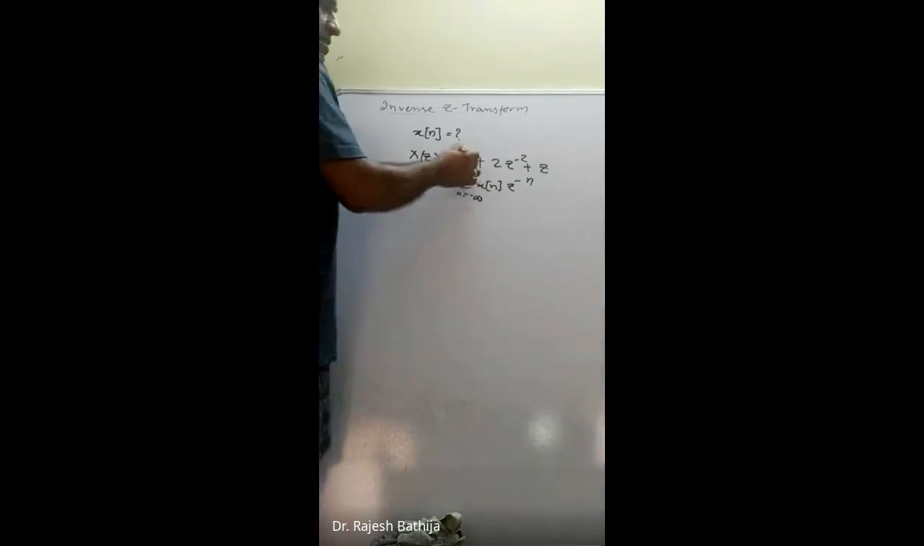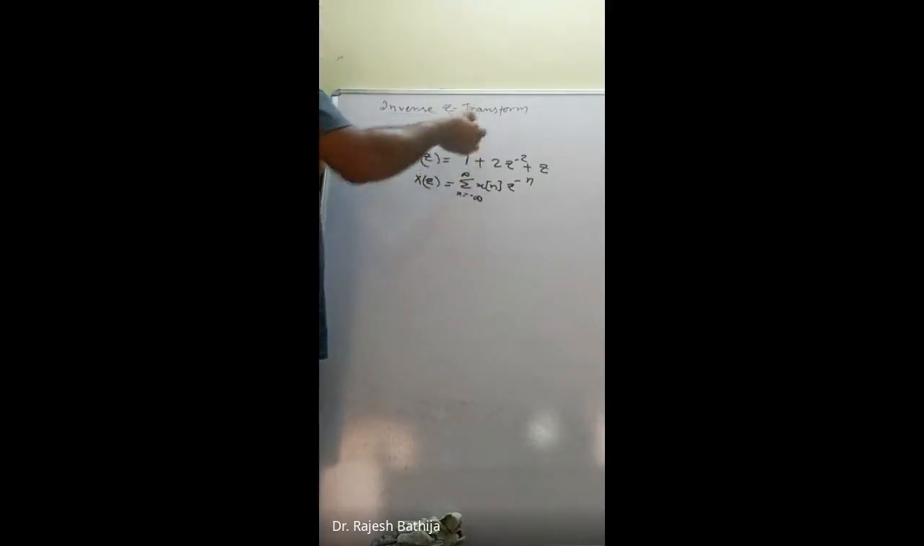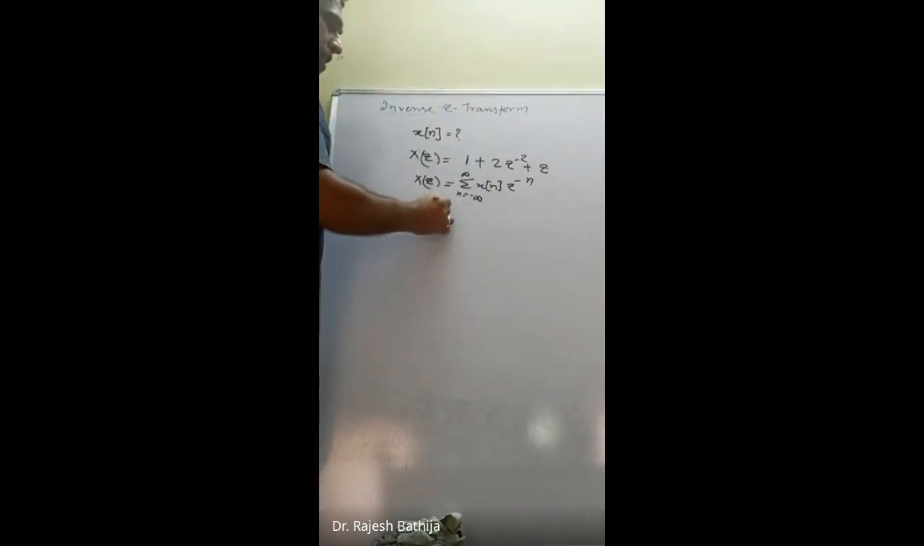Now, if I compare, here it is 1. 1 means z to the power 0. It means the x of 0 value is 1.